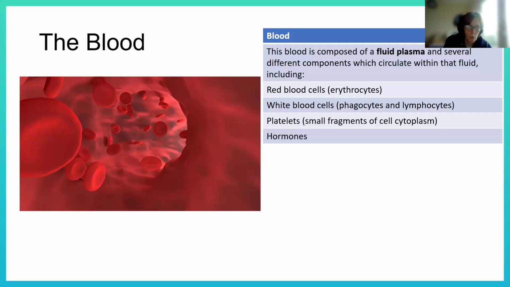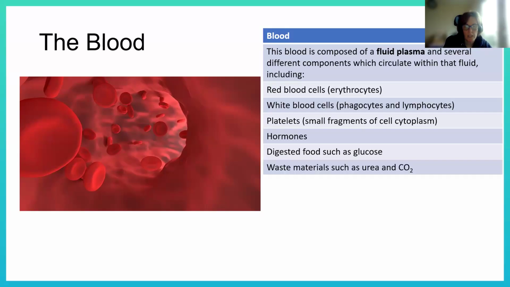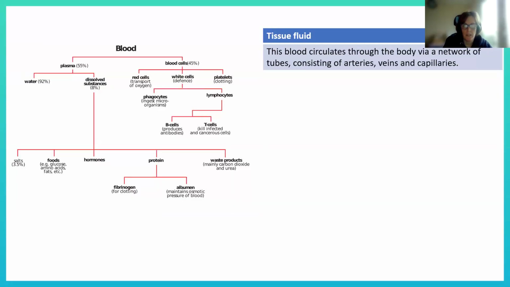We've also got loads of hormones circulating. Those are really important communication chemicals. And then we've got all the digestive foods, such as glucose, the nutrients that we need. And we've got the waste materials that we talked about when we were discussing the liver, and the CO2 that we get when our cells are respiring and using up that oxygen. And the blood circulates through the body, through all of the tubes, some of which we talked about with the heart, then the arteries, the veins, and the capillaries.